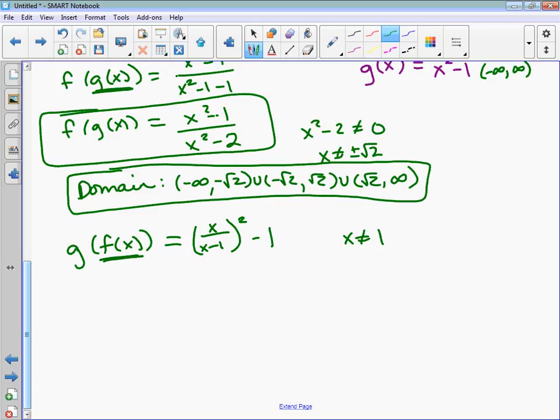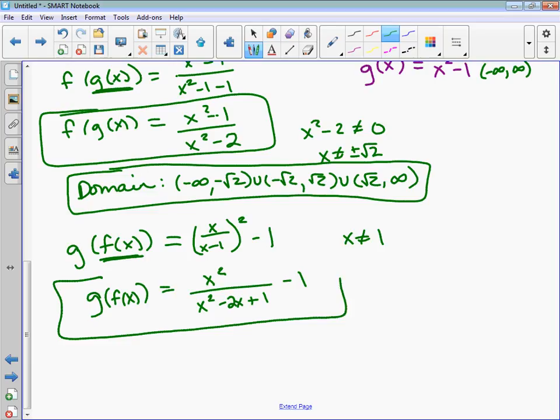All right, so when you square this, you have x squared over x squared minus 2x plus 1, and then we have this minus 1 over here. We're going to leave it like that. Are you okay with that? So that's your g of f of x. You absolutely could find a common denominator so that you could subtract the 1. We're not going to do that right now. We'll just work on the composition part.